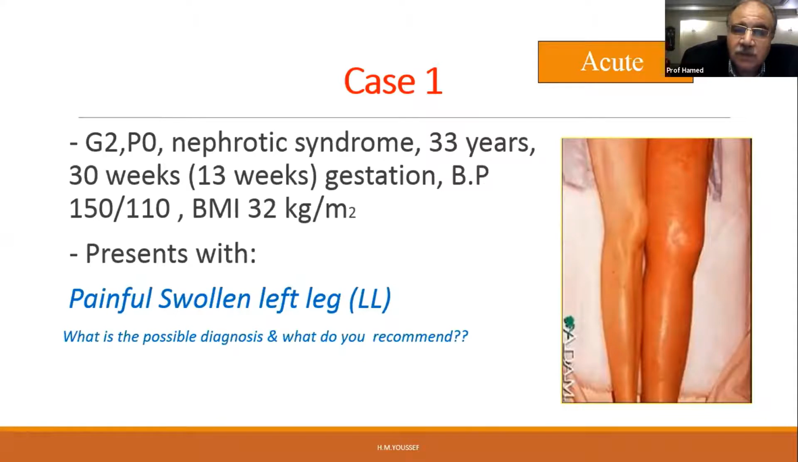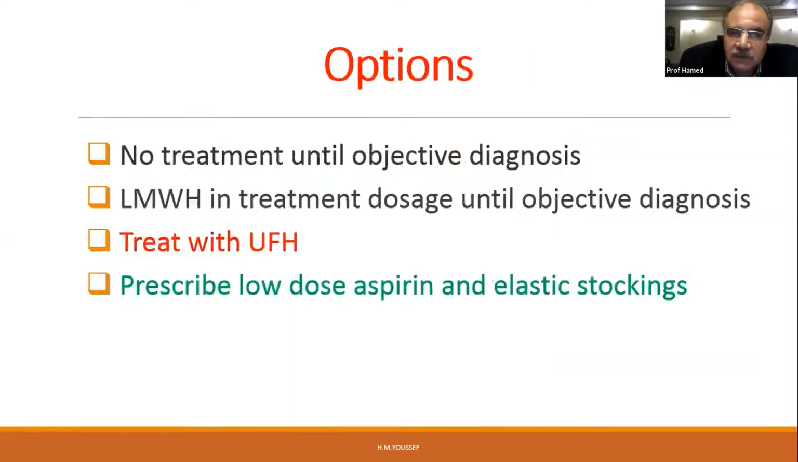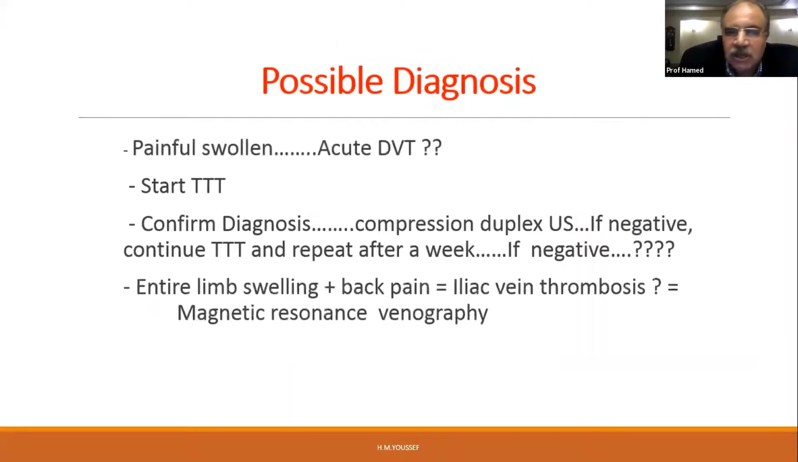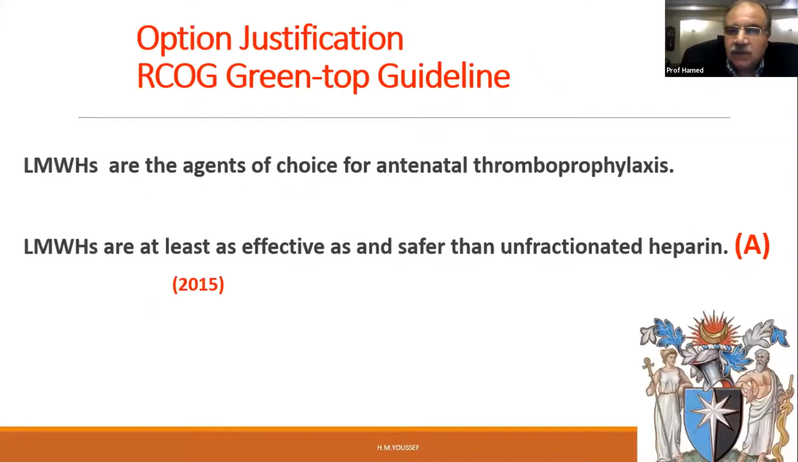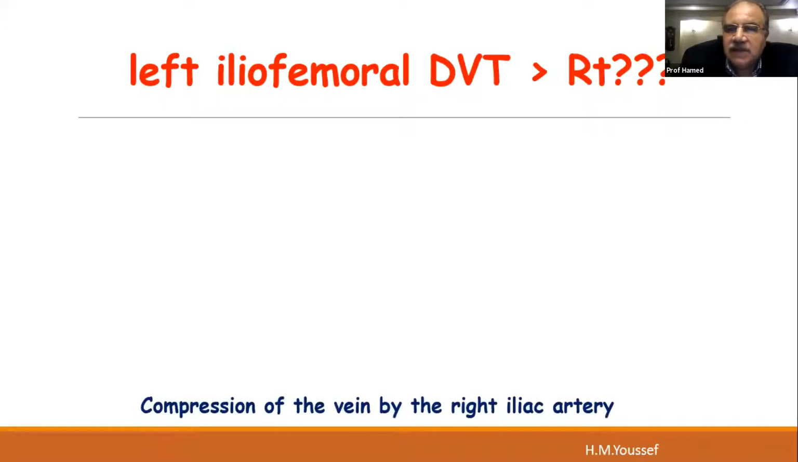So it's very important to know the gestational age at which the acute DVT develops. This is a recommendation by the Royal College. The other question is, why is it the left leg? Marwa, is the left one common, or the right one? And why?